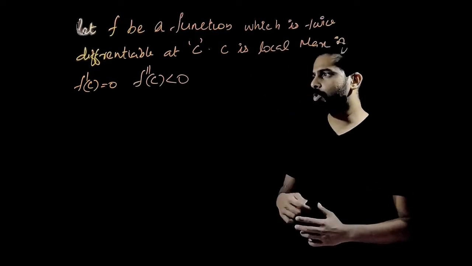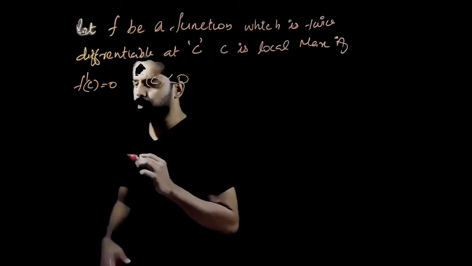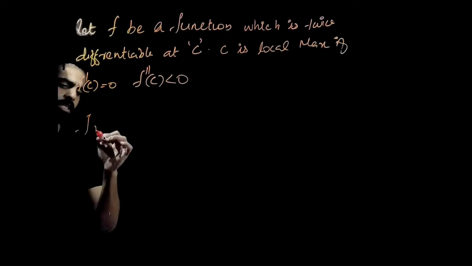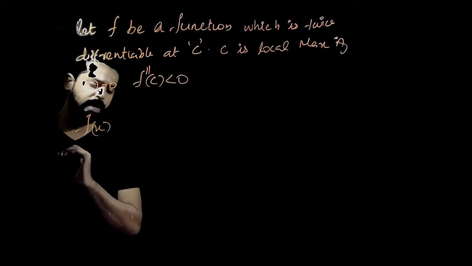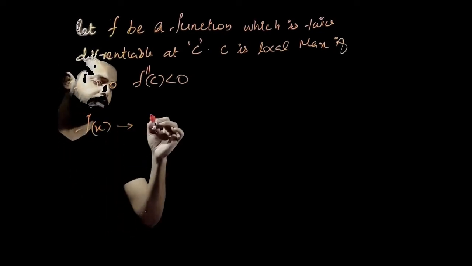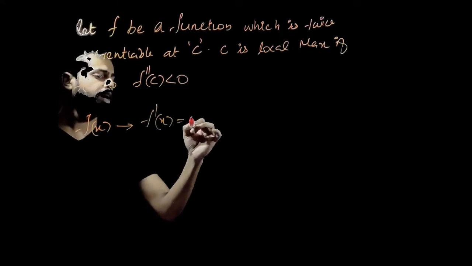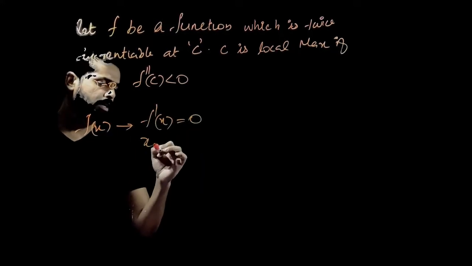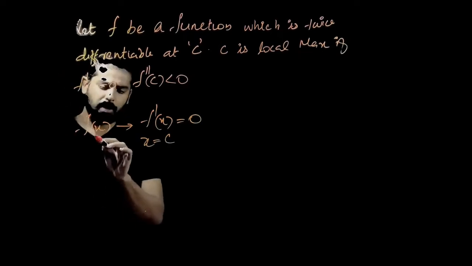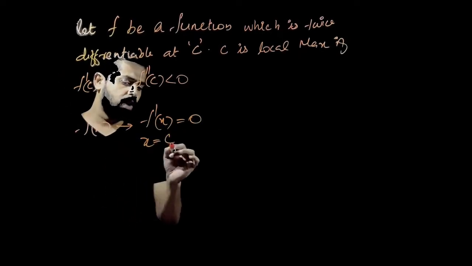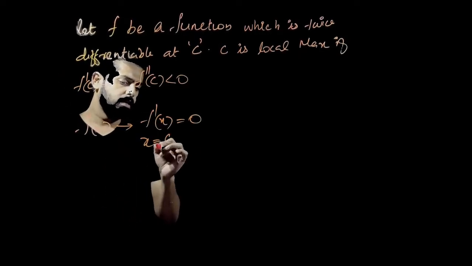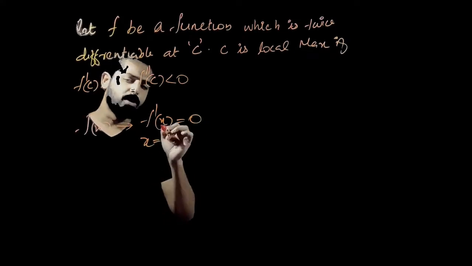Right. So the working rule will be: suppose you have a function f of x. First, you have to differentiate it, find f dash of x, and equate it with 0 to find the value of c. You have a function, you differentiated it, you got x equal to c. c is the point where the derivative is equal to 0.